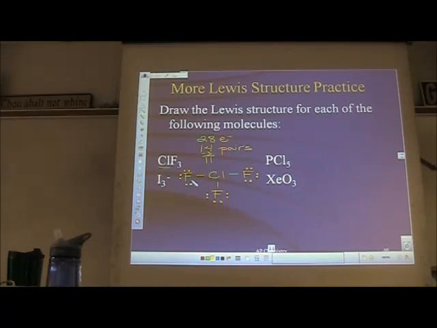But guys, if you look at the steps that I've written out on the slide, if any pairs are left over still, no matter how many there are, they go on the central atom. As bizarre as this looks, there are two lone pairs and three shared pairs on that central atom. That's five total pairs. But that's what it is. Try these others. I3 minus is a little bizarre.